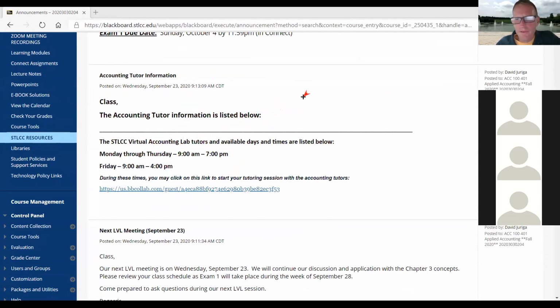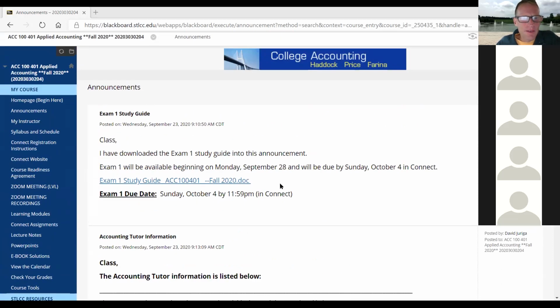If any of you try it and you have any issues and you can't get in, please email me and let me know. I tried the link a couple times just to make sure it was valid, and it worked on my computer. Again, let me know if anybody tries it and doesn't have success with it. All right, so that's one announcement you see.